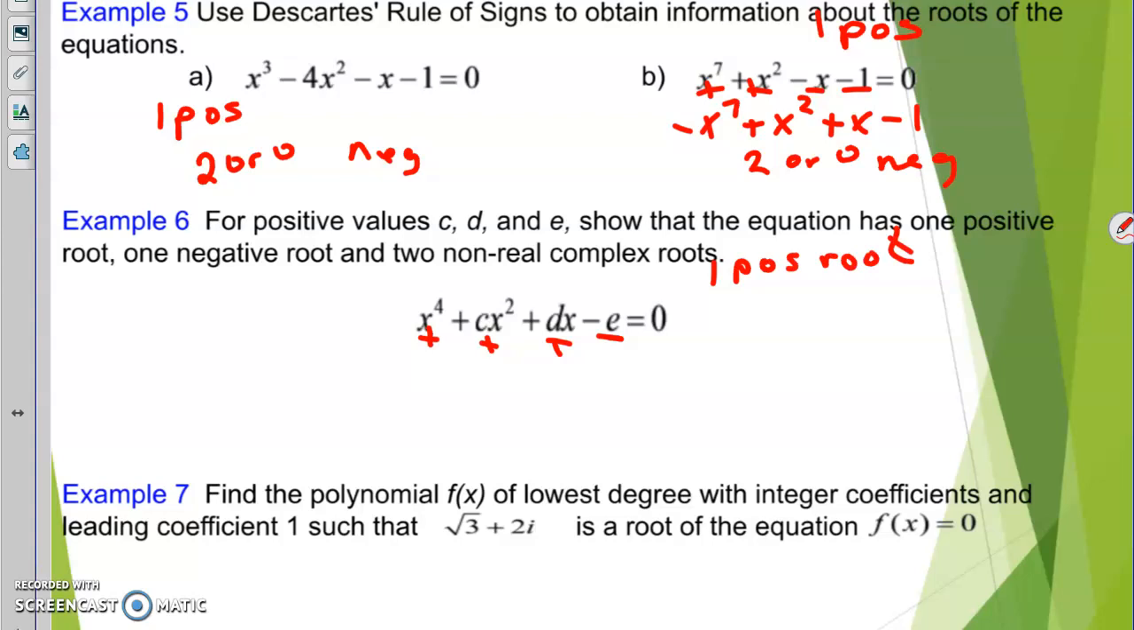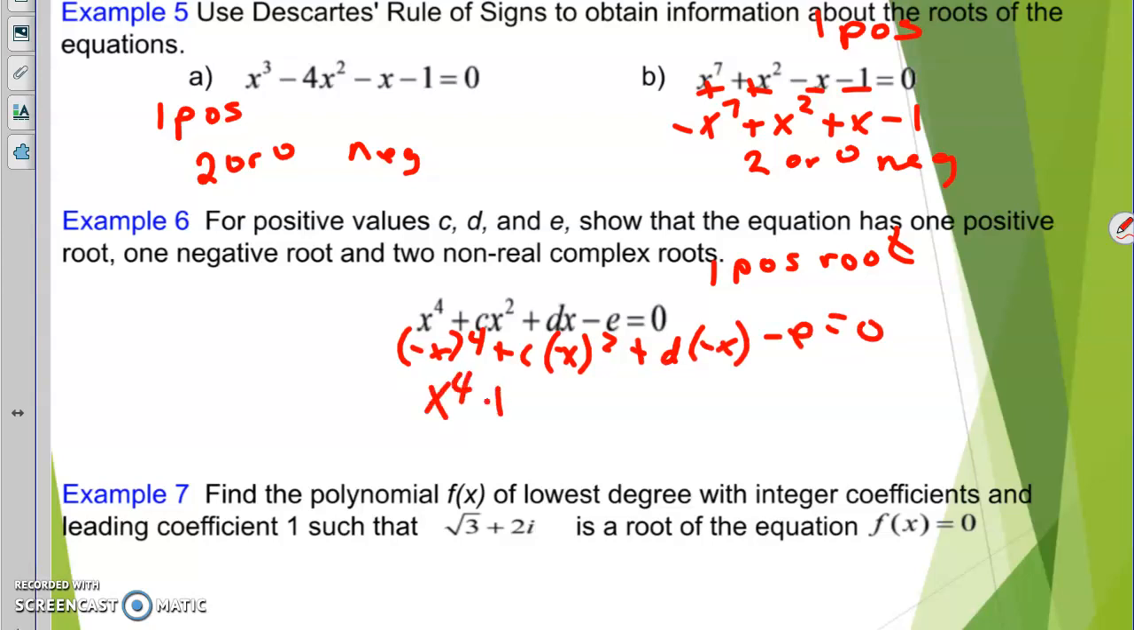If I substitute in there my negative x, I get negative x to the 4th plus c times negative x squared plus d times negative x minus e. And this becomes x to the 4th plus cx squared minus dx minus e. And there's only 1 change there, so there's 1 negative root.